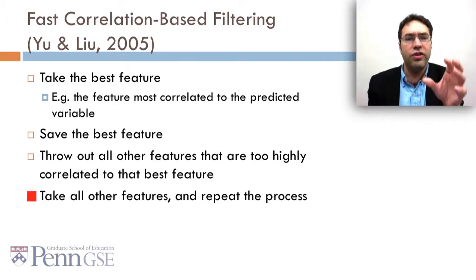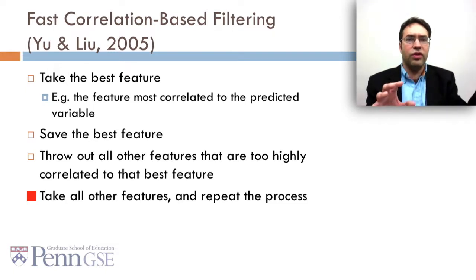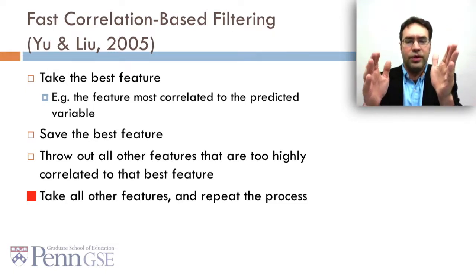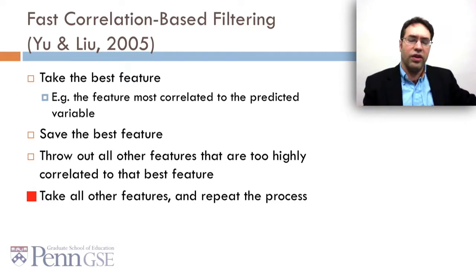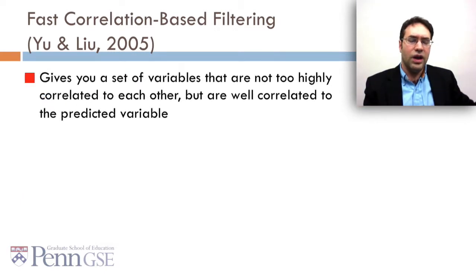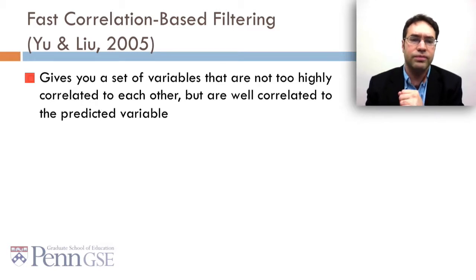Then you take all the features that remain, not the best feature and not the ones that correlate too much to the best feature, and you repeat the process on them. You take the second best feature, and then you throw out everything that correlates too well to that second best feature. This gives you a set of variables that aren't too highly correlated to each other, but are well correlated to the predicted variable, or at least relatively well correlated to the predicted variable.